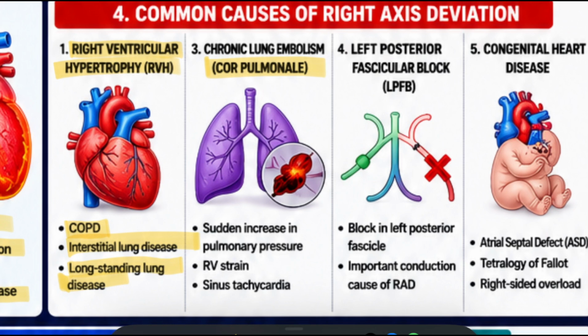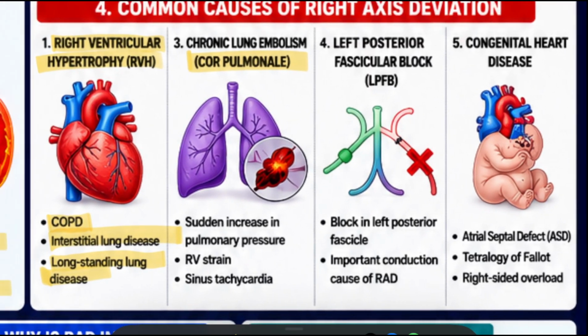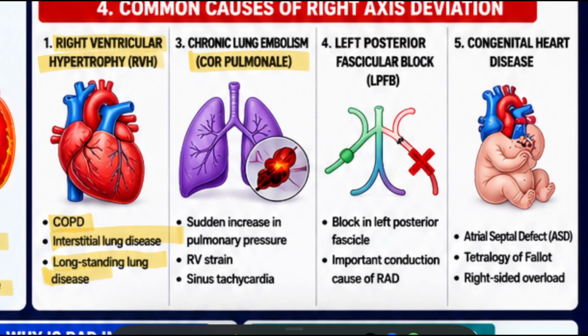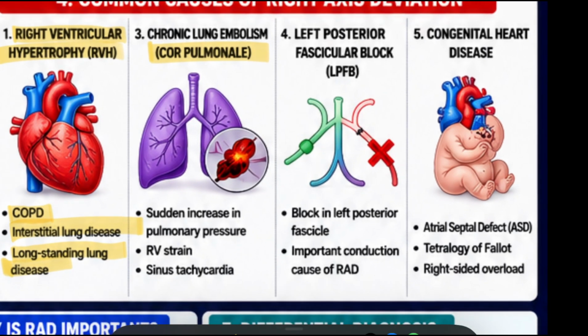So next we can see pulmonary embolism. In pulmonary embolism, a large pulmonary embolism suddenly increases pressure in the pulmonary circulation. So the right ventricle becomes strained. So the ECG may show right axis deviation, sinus tachycardia, and a right ventricular strain pattern.